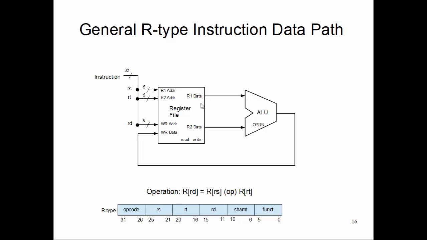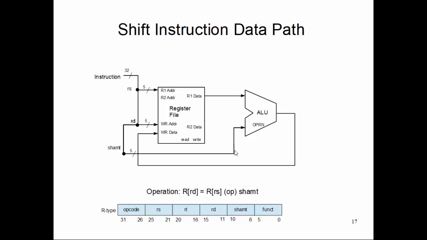And RT, this bit 16 to 20, is connected to the R2 address, and RD, 11 to 15, as I've told, is connected to the write address because I need to write back to the RD register. And the source of the write data is coming as an output of the ALU, because the operation is done, the ALU created the result, and that result I need to write back to the register file. And the source operands are coming from R1 and R2 data. So this is the general R type instruction data path.